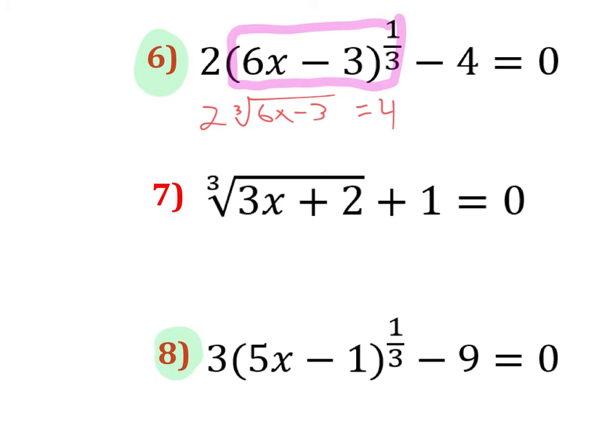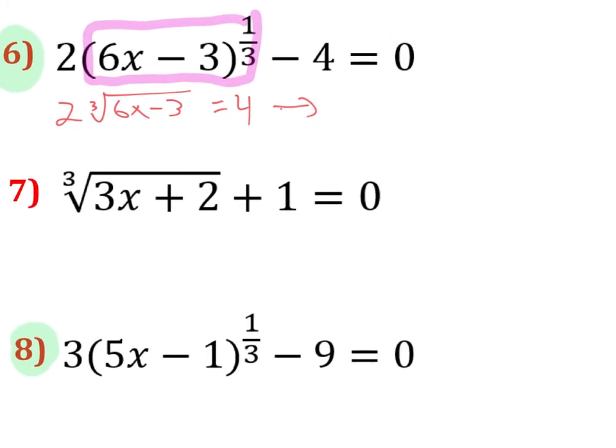All right, we'll divide out the 2. So if I divide 2 from each side, I'll go to the right now. The 4 becomes a 2. So I have the cubed root of 6x minus 3 equals 2.